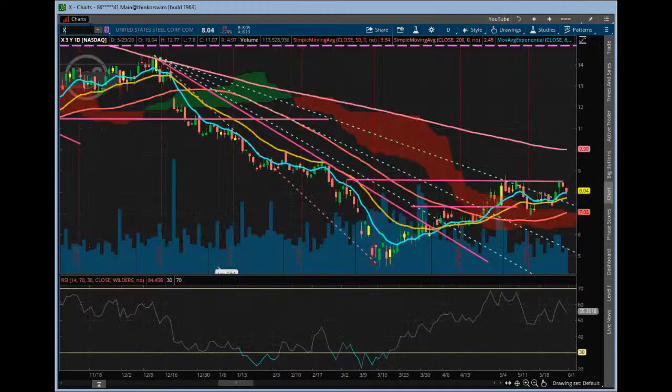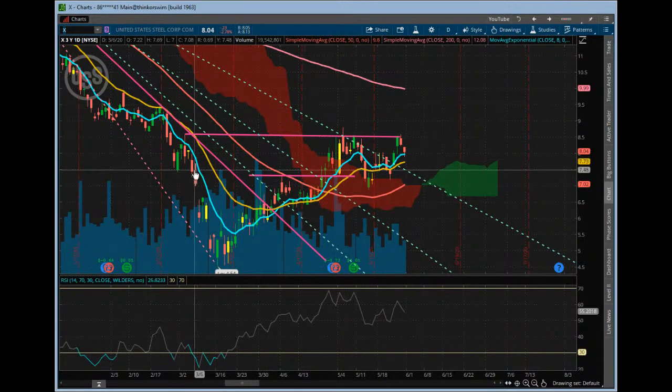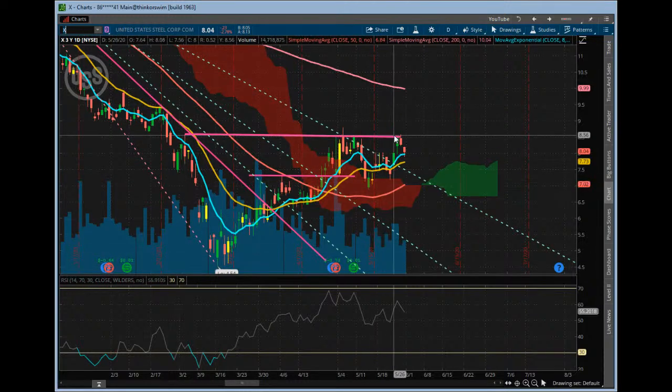Nice find on those. And then X. Still not ready yet, guys, but it is forming a nice cup and handle pattern. So let's just wait for a breakout candle. Let's see if we can get over that level for some more movement to the upside.